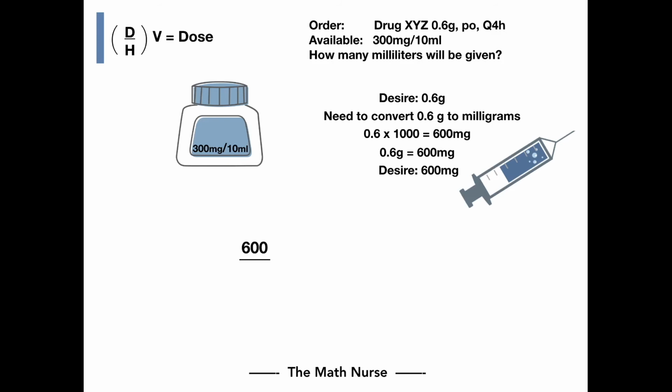So we have our 600 milligrams. That's our desire. We switch that 0.6 grams to 600 milligrams as our desire. We're going to divide that by 300 milligrams and then times by 10. That's going to give us 20 milliliters. We are going to give the patient 20 milliliters of drug XYZ by mouth every 4 hours.